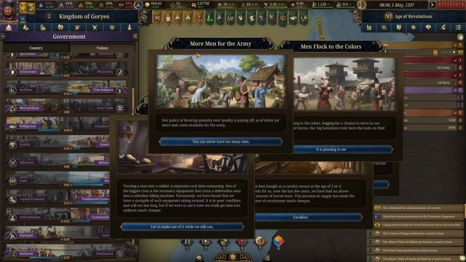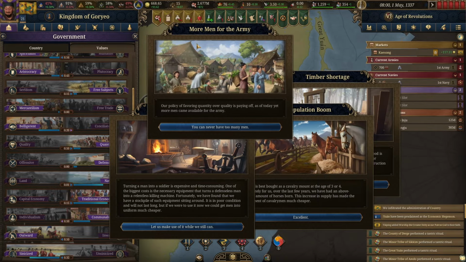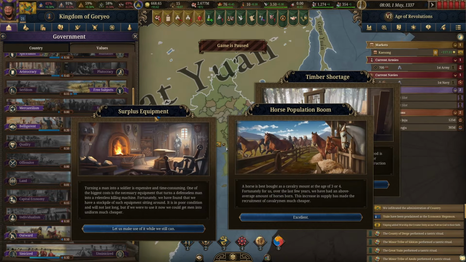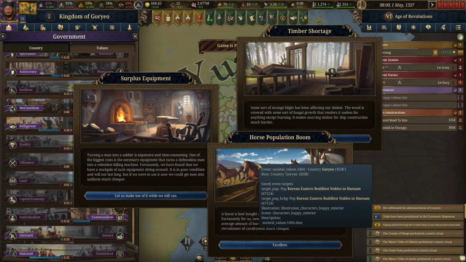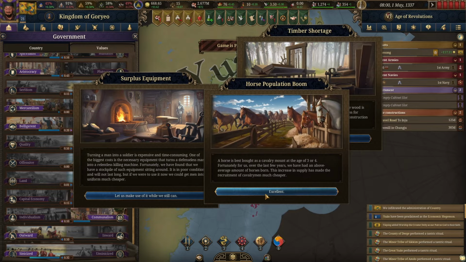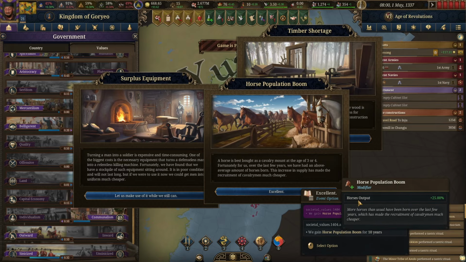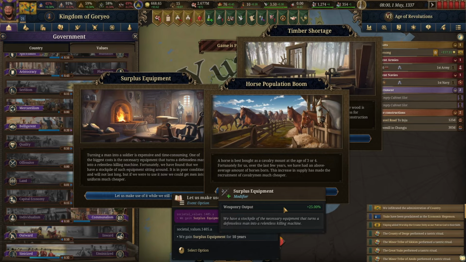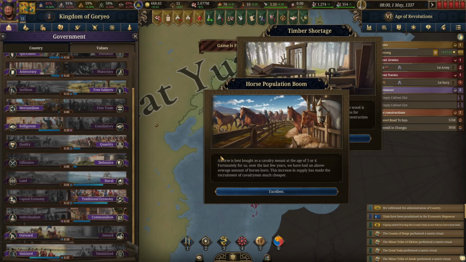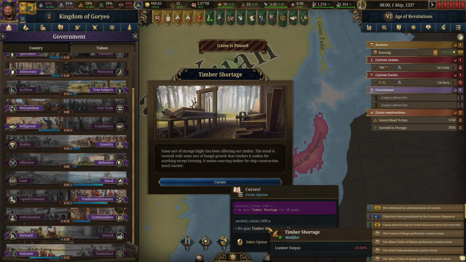They actually have 2 events that give them more soldiers. Men Flock to the Colours, which gives them some more manpower, and More Men for the Army, which also gives them more manpower. But surprisingly enough, they don't have any temporary modifiers that increase the quality or quantity of their army. Instead, they have this horse population boom, which increases the output of horse production in their locations, as well as the surplus equipment, which increases weaponry output. So no actual bonuses for your army in temporary modifiers. There's also this negative modifier I forgot, which is timber shortage, which decreases the lumber output for 10 years.